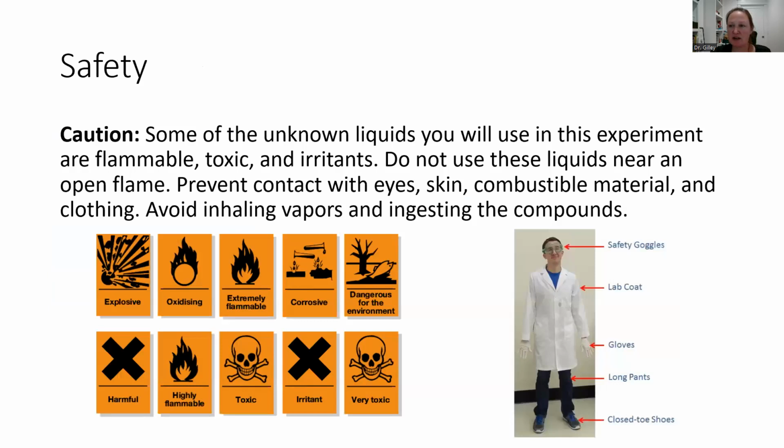Okay, so make sure that you are using your correct PPE for this experiment. This is really the first experiment where we're using chemicals other than water. So some of them are toxic, some of them are flammable, and some of them are irritants. So we want to be very careful and use the correct PPE and safety attire. Make sure you're wearing your lab coat, nitrile gloves, long pants, closed-toed shoes, and wearing your goggles while you're performing this experiment.